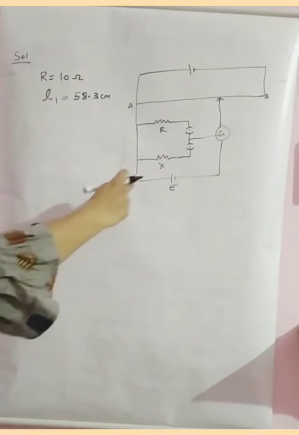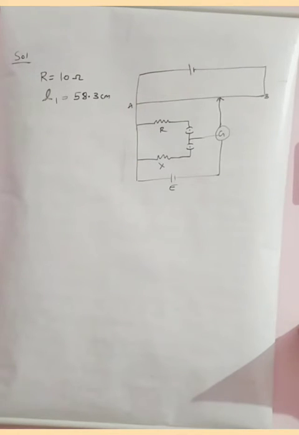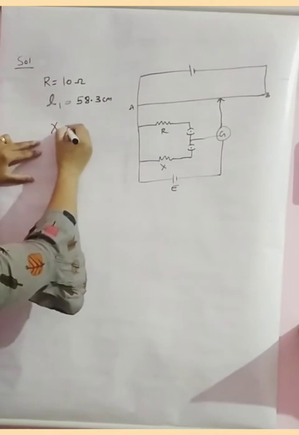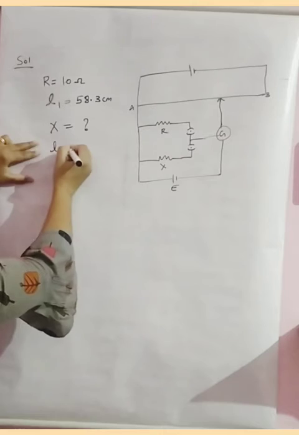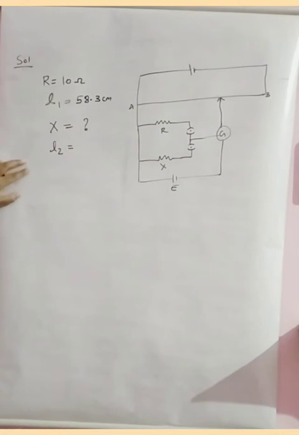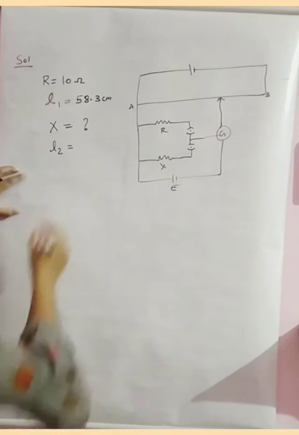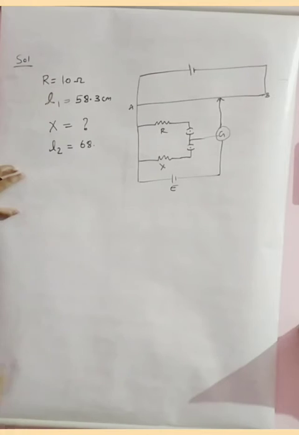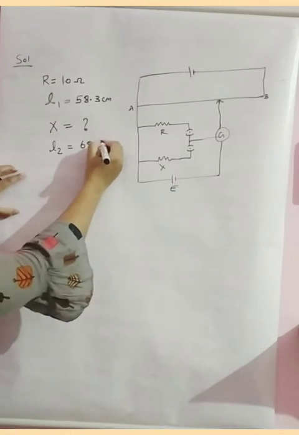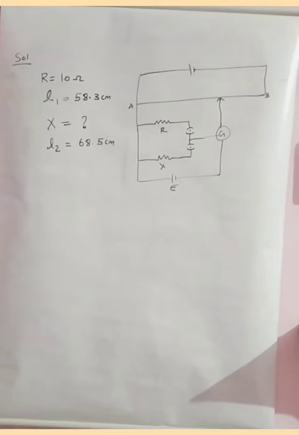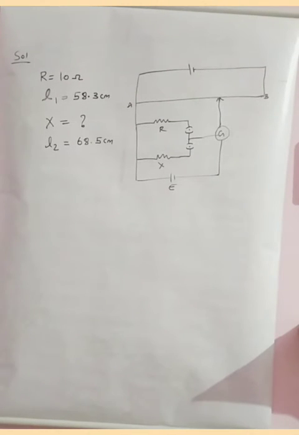resistance X is 68.5 centimeter. This X value we don't know, but they have given the balancing length when we have enabled this resistance in the circuit. That time we have got the balancing length of 68.5 centimeter. Determine the value of X. What might you do if you fail to find the balancing point with the given cell E?